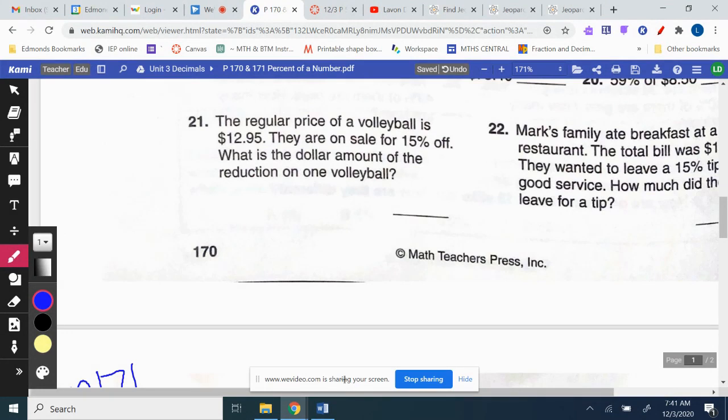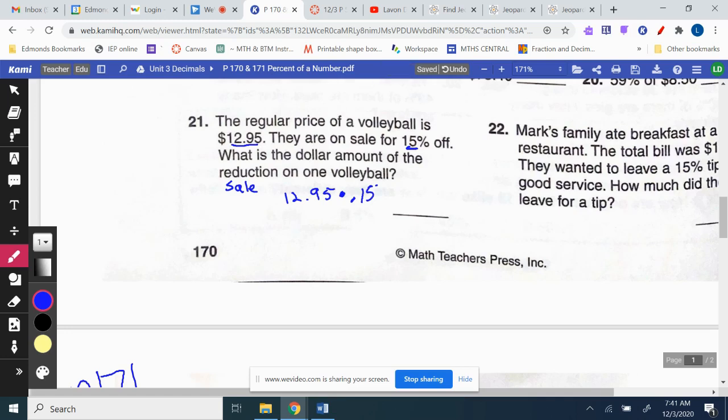The regular price of a volleyball is $12.95. They're on sale for 15% off. Woohoo! That's a sale. What is the dollar amount of the reduction, aka the sale? What's the sale price of the volleyball? So I'm going to multiply those two numbers. 12.95 times 0.15, because I know that 15% as a decimal is 0.15.